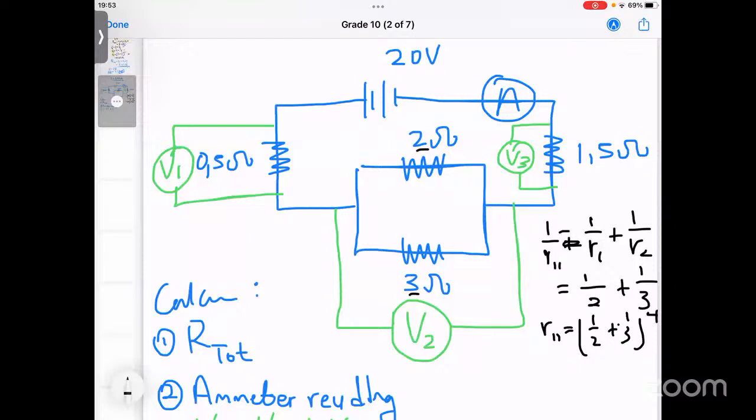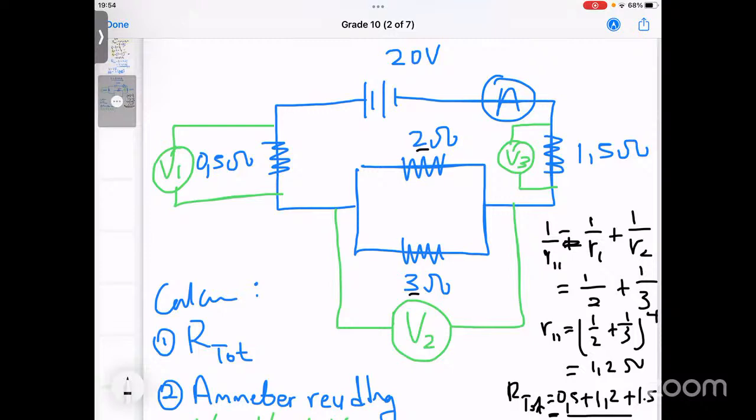So what will be your R parallel? R parallel is 1 over 2 plus 1 over 3 to the exponent -1. So you will get your R parallel as 1.2. Then R total, we said you just add all of them. That means you have this one of 0.5, you plus it with this one of 1.2, you plus it with that one of 1.5. Then the answer that you get is your R total.